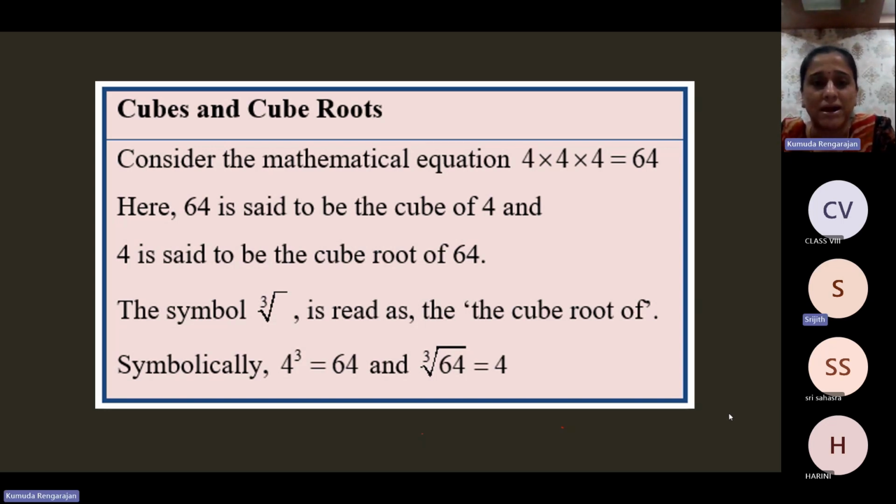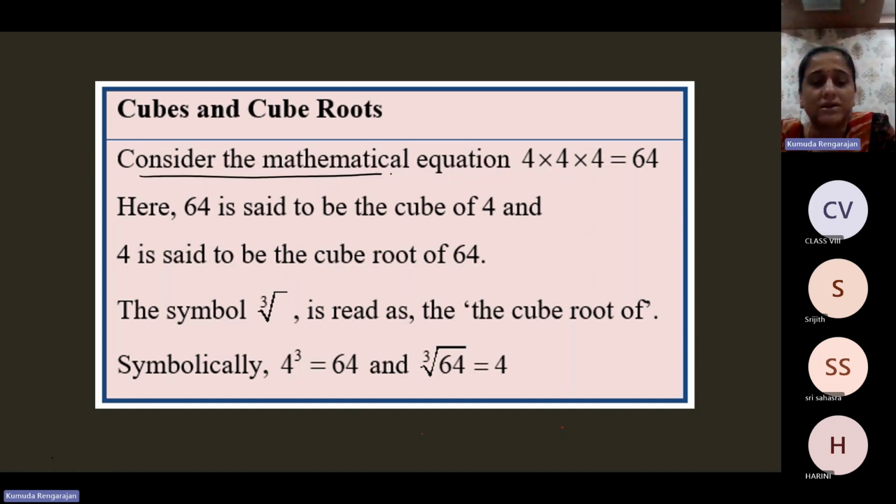We have some interesting patterns in the chapter squares and square roots. We have the same in this chapter cubes and cube roots also. So we'll see the patterns of both the chapters all together. The rest of cubes and cube roots I want to complete. So that's what we are going to do in today's session. All right.